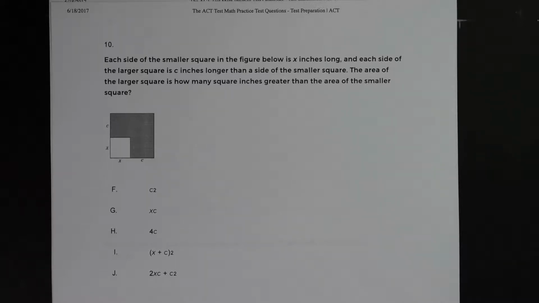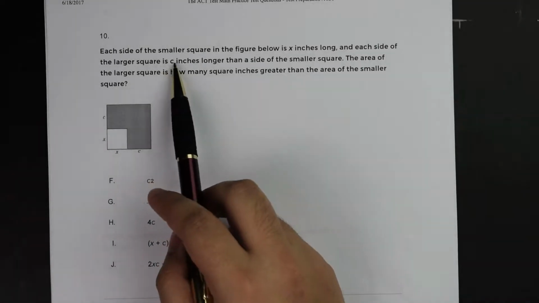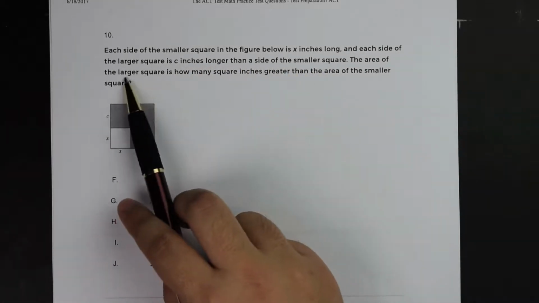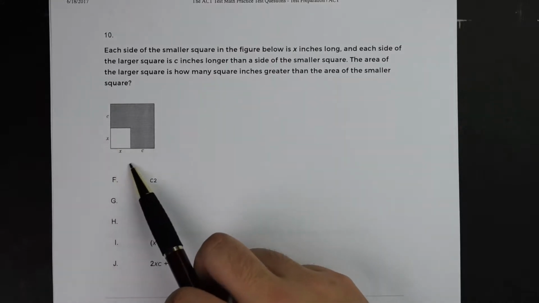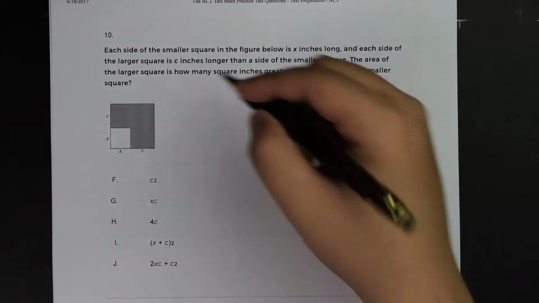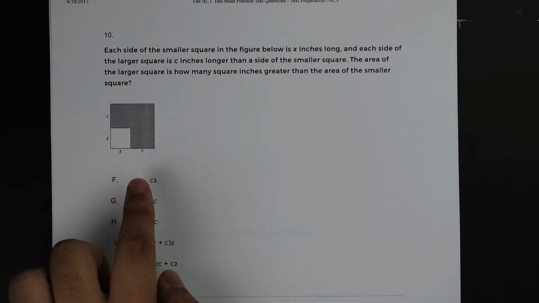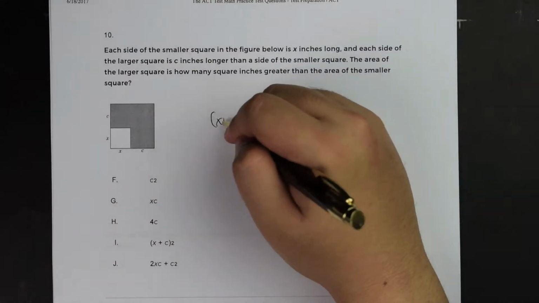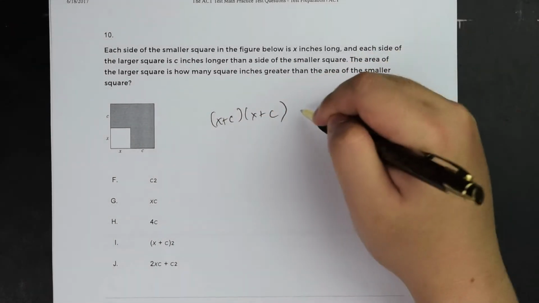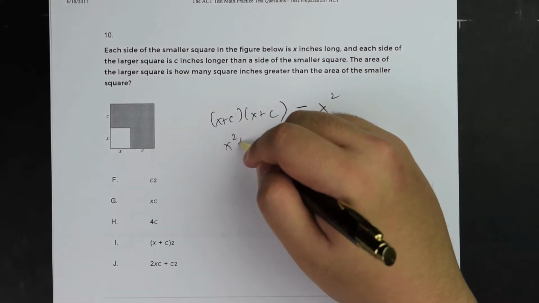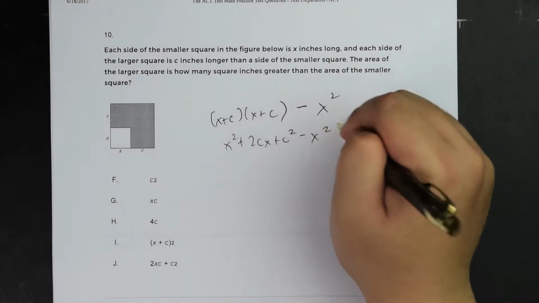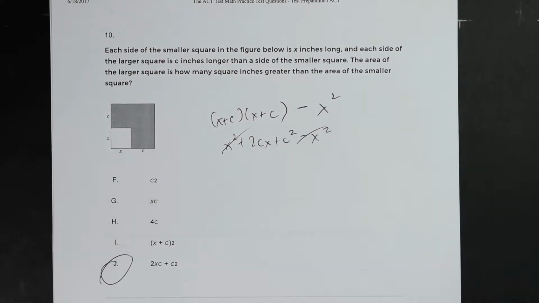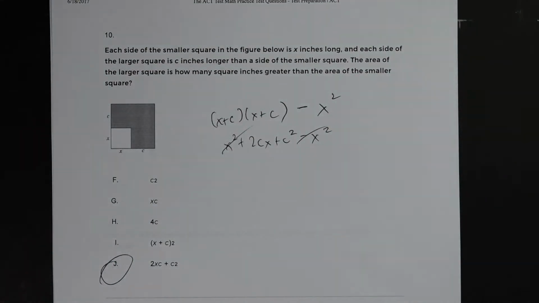I usually do these questions real quick first, and then I explain in depth how I was able to get to the answer. So I'm going to go ahead and get started. So for number 10. Okay, so they give it here. Area of the larger square, how many square inches is greater than the smaller? Oh, so they're asking for the shape. Okay. So for number 10, my final answer is going to be J.